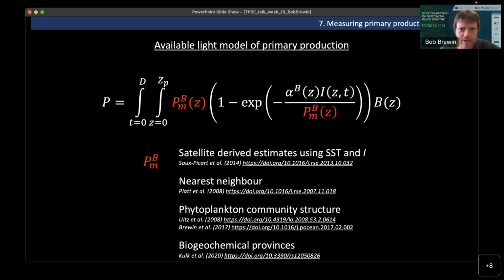Okay, so our next parameter we're looking at is PB max. Now this is a bit of a tricky one. It's not so easy to derive directly from satellite ocean color data, and as a result, there are many different ways in which we've tried to produce maps of PB max or the assimilation number using different techniques, which I'm going to go through in a minute.